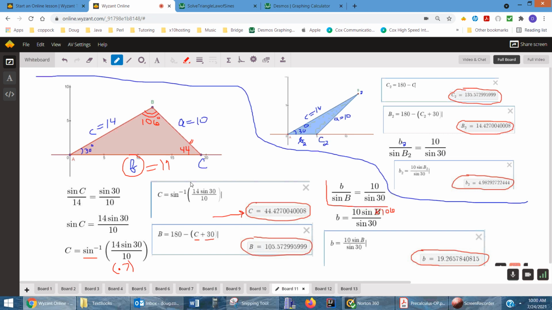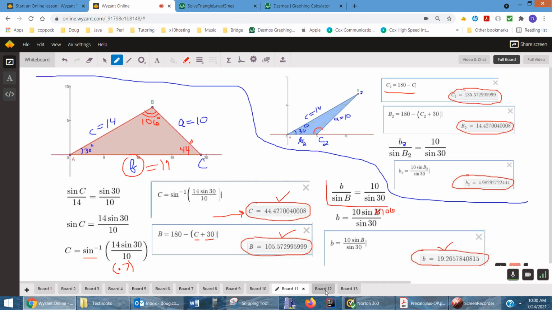Okay, so this triangle is solved, and there's the 3 pieces of information we need. Now, how do you solve for this triangle right here? And the key is that we have to find this angle first, which is an obtuse angle. You can see that I said C2 is 180 minus C, which was 44.427. Why can you do that?